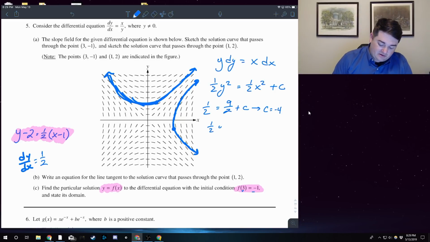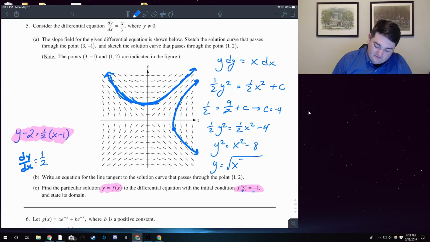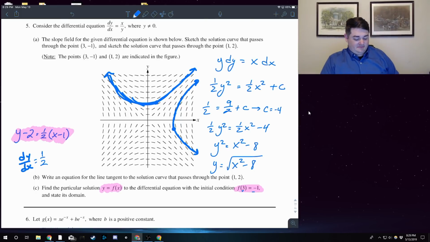So now I'm here, 1/2 y squared equals 1/2 x squared minus 4, and I need to get y by itself. So I will multiply everything by 2, y squared equals x squared minus 8, and take the square root. So y equals the square root of x squared minus 8.